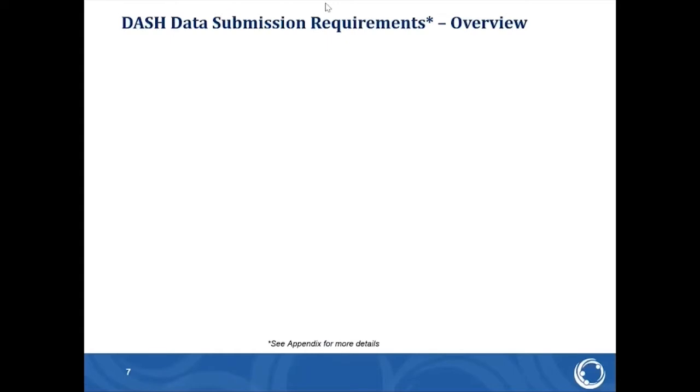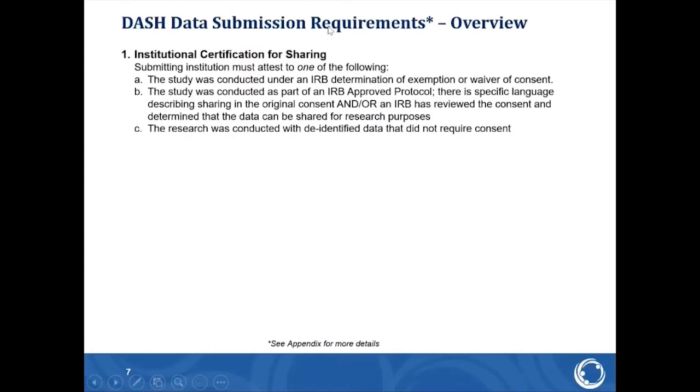Today I'll talk about the DASH submission requirements, and we're going to talk about it at a high level right now, but there is more detail in the appendix slides. Starting off with the institutional certification for sharing, this is an administrative form that documents that the submitting institution must attest to one of the following: that the study was conducted under an IRB determination of exemption or waiver of consent, or the study was conducted as part of an IRB approved protocol, and/or the IRB has reviewed the consent and determined that the data can be shared for secondary research purposes.